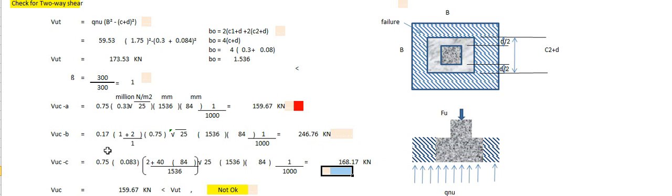VUC at C is equal to 0.75 times 0.083 times 2 plus 40 times all over 1536 square root 25 times 1536 times 84 times 1 over 1000 to convert to kilonewton, which is equal to 168.17 kilonewton. The least punching shear is 159.67 kilonewton, which is greater than the actual shear, so not okay.